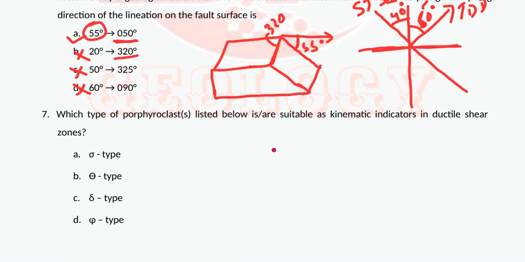Which types of porphyroblast listed below are suitable as kinematic indicators in ductile shear? It is an MSQ question. The sigma type and delta type you can use. Theta and phi are symmetrical structures, they cannot be used. So the answer will be sigma type and delta type.